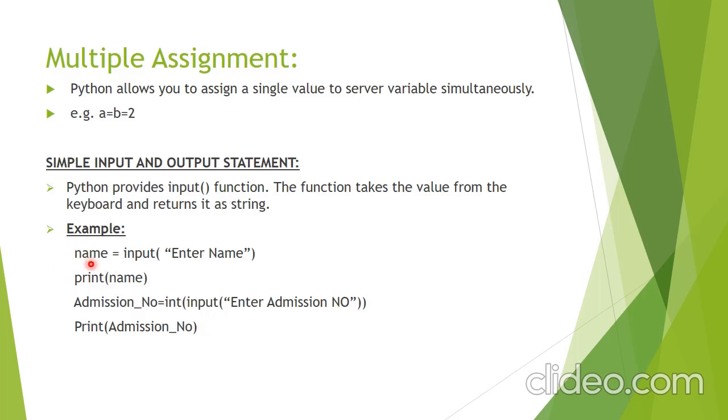I will just give an example. Here I use the input function and write "enter the name". Now the name goes into the name variable. Whenever I print name, whatever I wrote through the keyboard will be displayed. In the same way, if I want to enter the admission number, I use the input function, and then I need to convert it to an integer. Why do I need to convert? Because by default Python returns it in string form. So I convert it to an integer and then store this value in admission number. So whenever I print admission number, the system considers it as an integer.